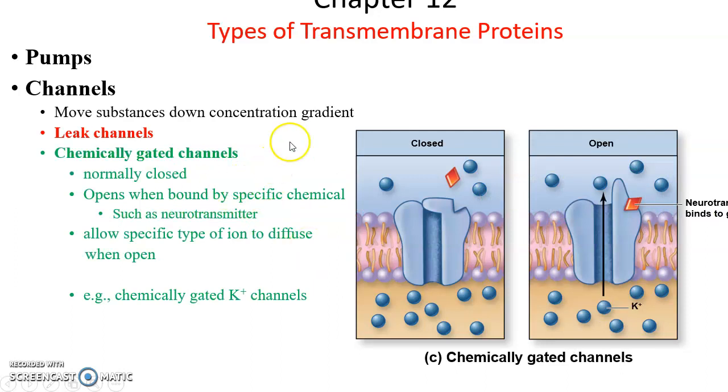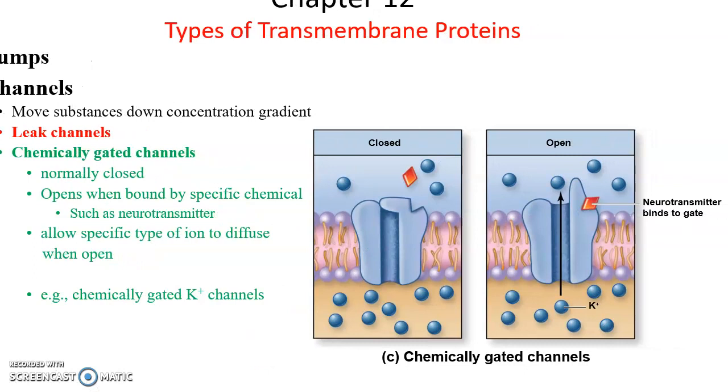Then you have the chemically gated channels. These channels, often known as ligand-gated channels, have a receptor that binds some chemical. For the nervous system, that chemical is the neurotransmitter. The neurotransmitter can bind to the chemically gated channel, opening it up, and then the proper ion will move from high concentration to low. So normally it's closed, neurotransmitter binds, now it's open.